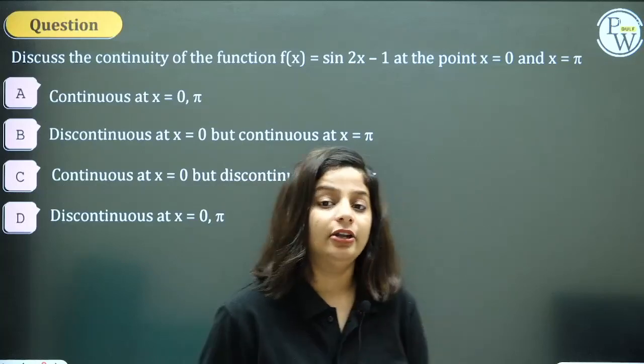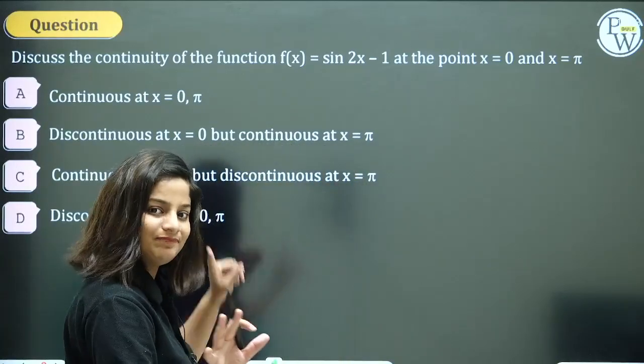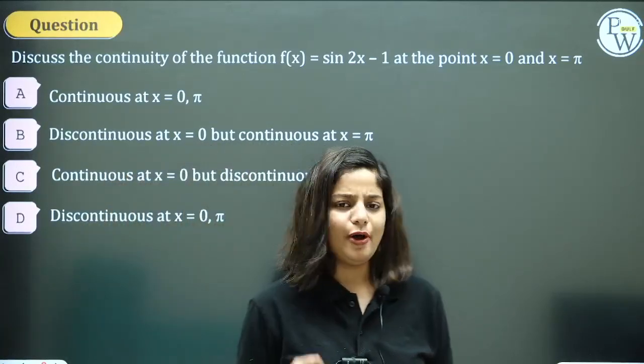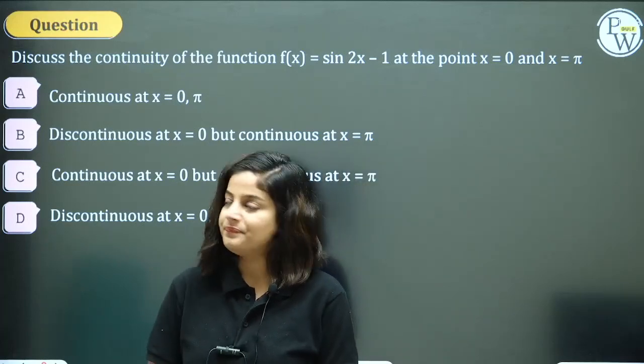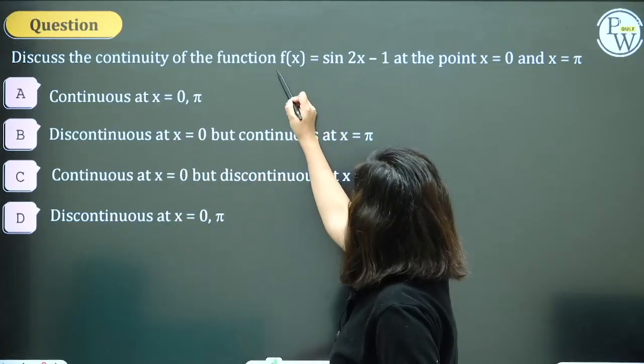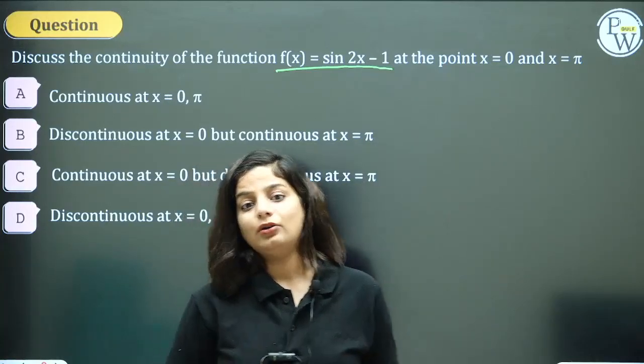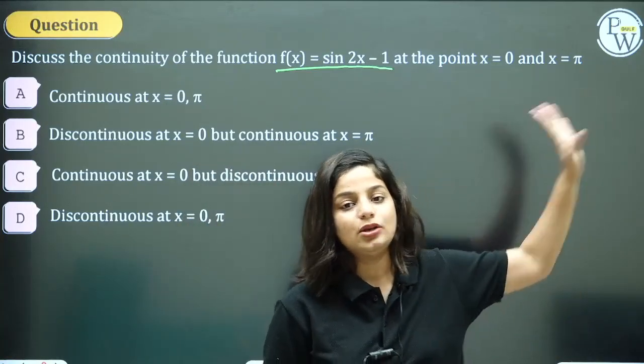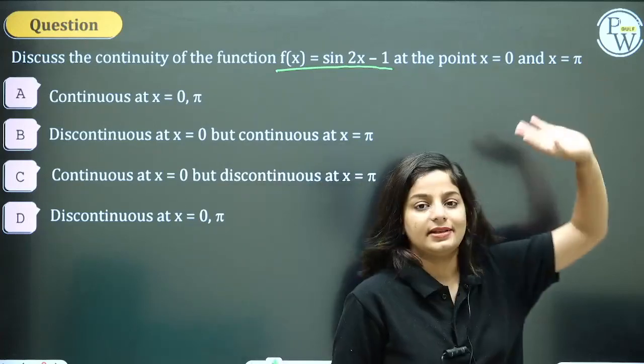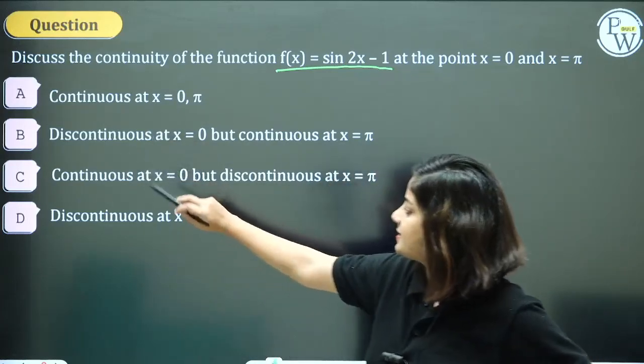What about continuity in an interval? We will go to that. Let's learn a topic, try a question, and then move. So here is a question. F of x is sine of 2x minus 1. Talk about its continuity at the point 0 and pi. When x is 0, when x is pi. Is it continuous, discontinuous, what?